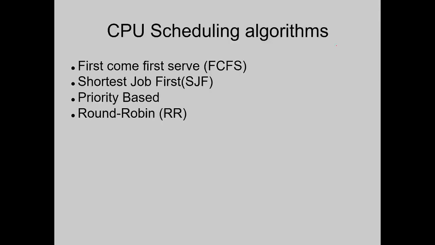The CPU scheduling algorithms we are going to study are four methods: first come first serve, shortest job first, priority based, and round robin. In the next session we'll start with the first algorithm, the first come first serve scheduling algorithm, with examples. Thank you.